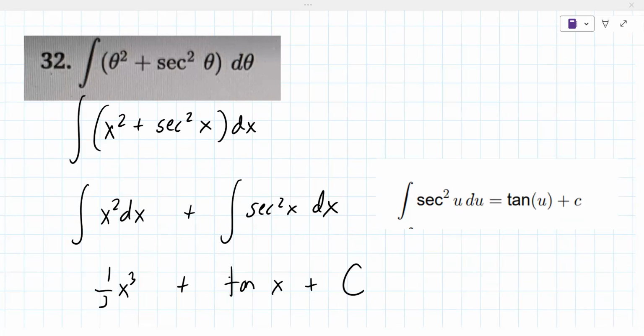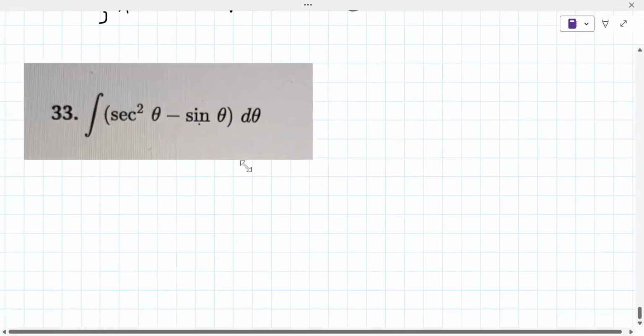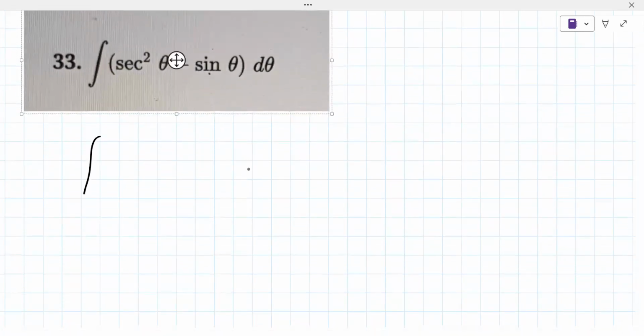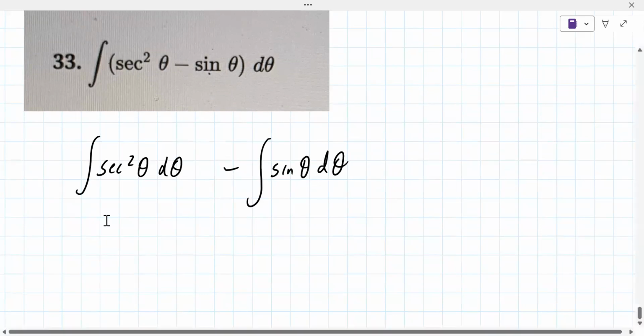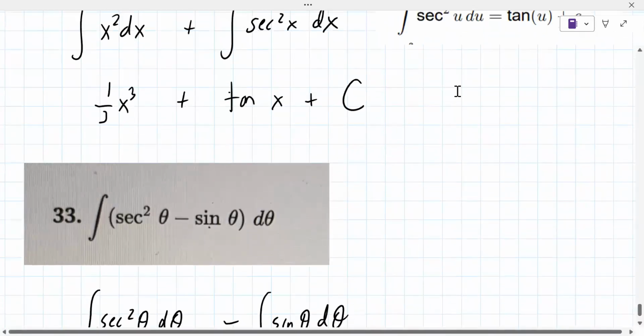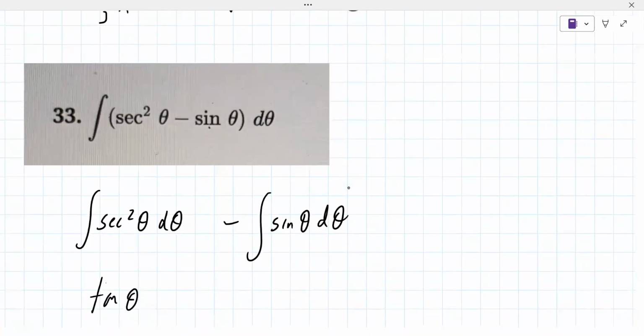So 33, really similar to 32. You break this apart. You're like, all right, it's the integral of secant squared theta d theta minus the integral of sine theta d theta. Now you've got to go look for these. So the first one we know from the previous problem, it's tangent. And you might remember, okay, the derivative of tangent is secant squared.